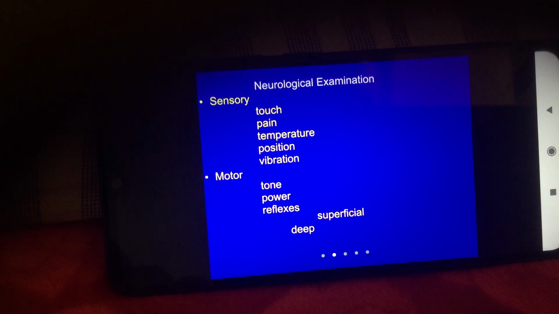The reflexes. In a spinal cord injury or upper motor neuron injury, there will be exaggerated reflexes.